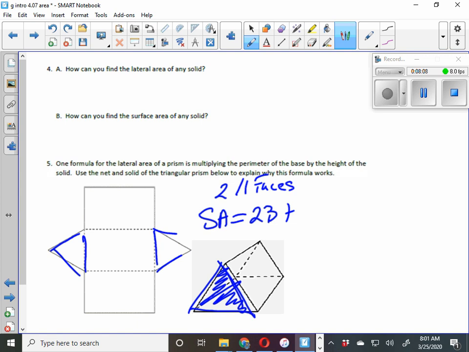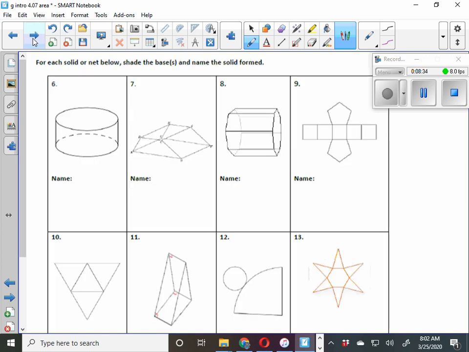Well, that large rectangle is the perimeter of the base times the height. Okay. Now, this is your height. The height is the distance between the 2 bases. The perimeter of the base is simply this triangle right here. So let's keep going. All right. I'm going to stop the video and fill some of these things in so the video is not quite so long.